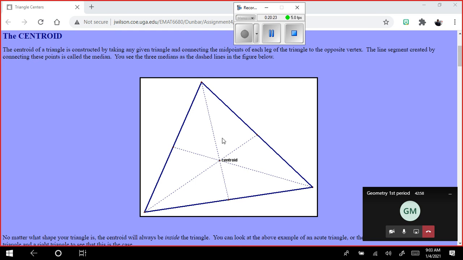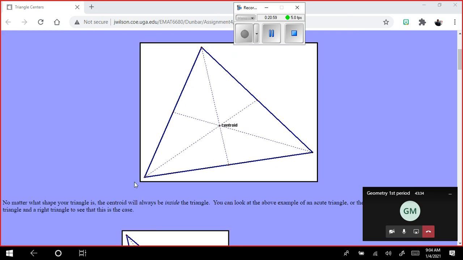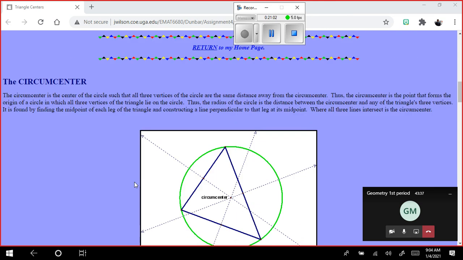Medians are nothing but the special segments which cut the side into two equal halves. So all these are the medians. The dashed lines are the medians, and the point of intersection is the centroid. The centroid of a triangle is constructed by connecting the midpoints of each leg of the triangle to the opposite vertex. The line segment created connecting these points is called a median. You have three medians and the point of intersection is the centroid. So we saw that one, and then we saw the next type, the circumcenter.